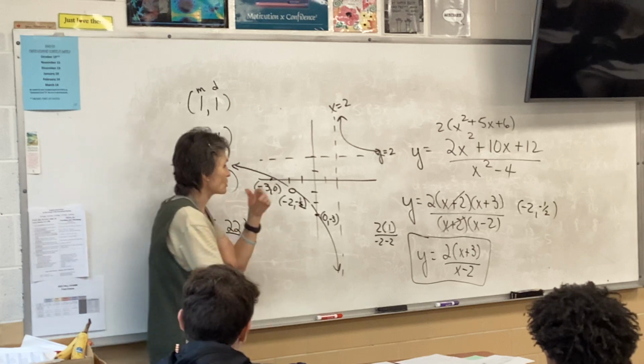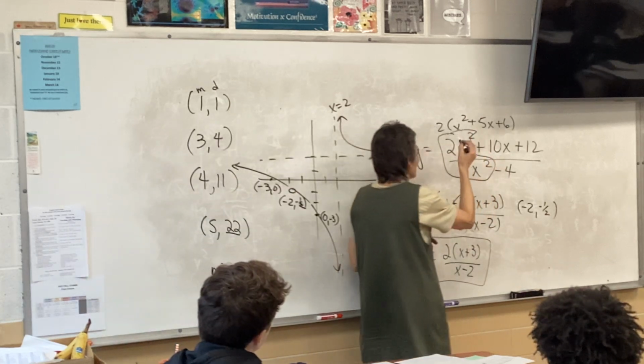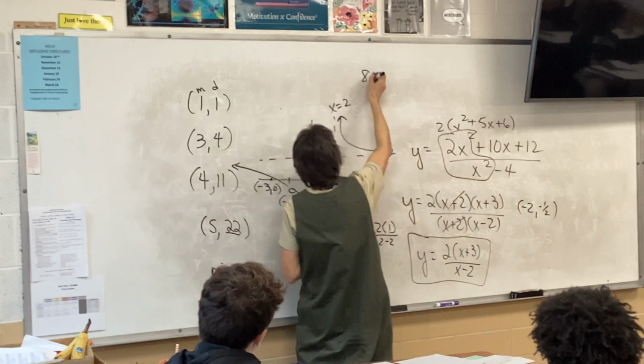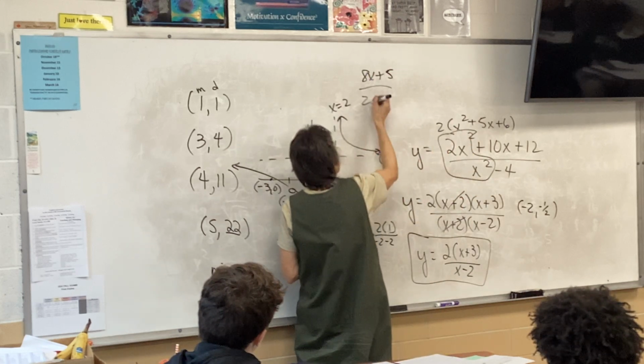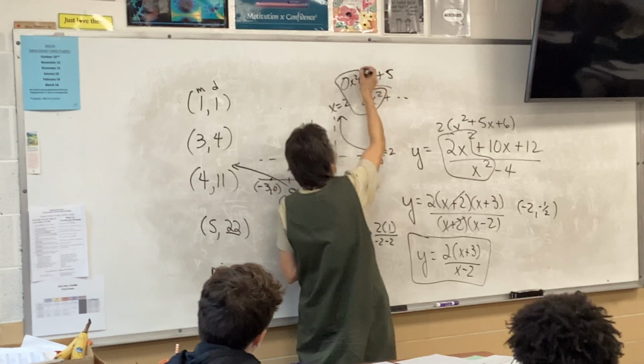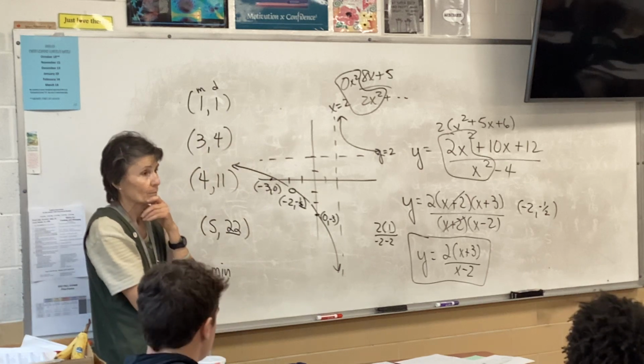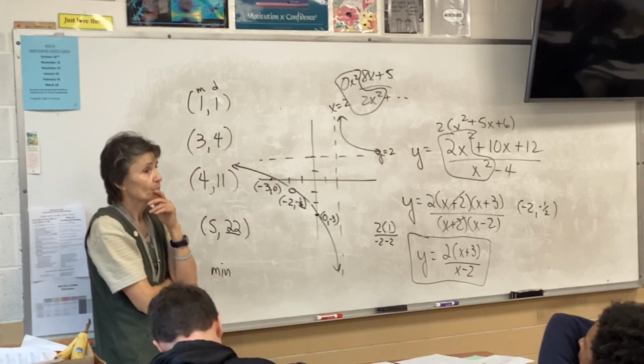The horizontal asymptote is always this comparison right here, Lucy. So if you have something like this, there's no x squared, but you still have that comparison. So it's just 0? Yeah. Okay.